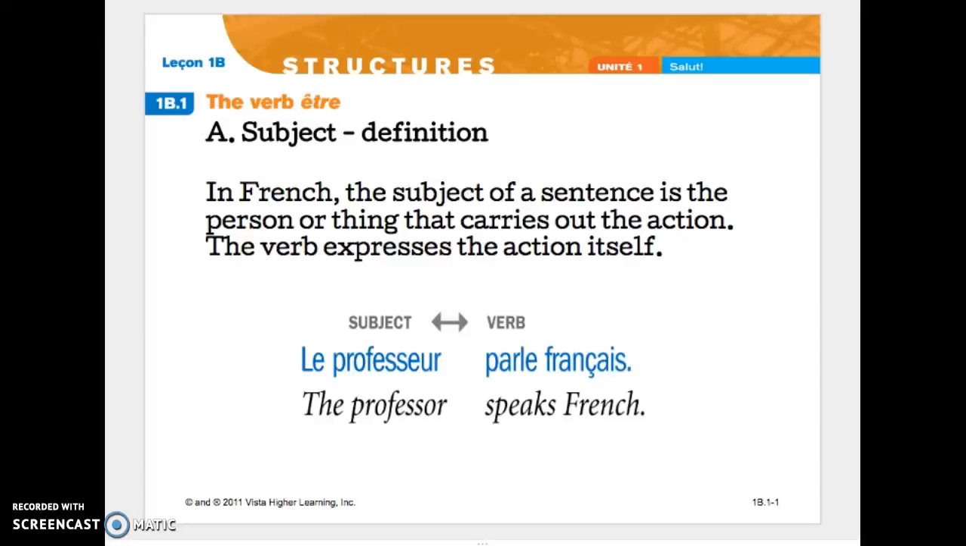Welcome to the 1B.1 conjugation of the verb être note set. We're going to be learning to put simple sentences together in French, starting with subjects and verbs.